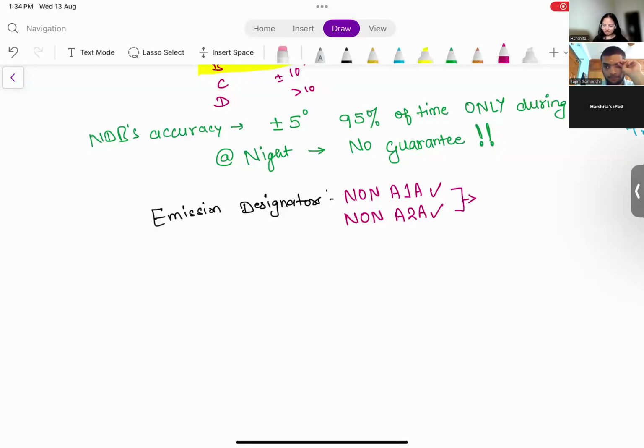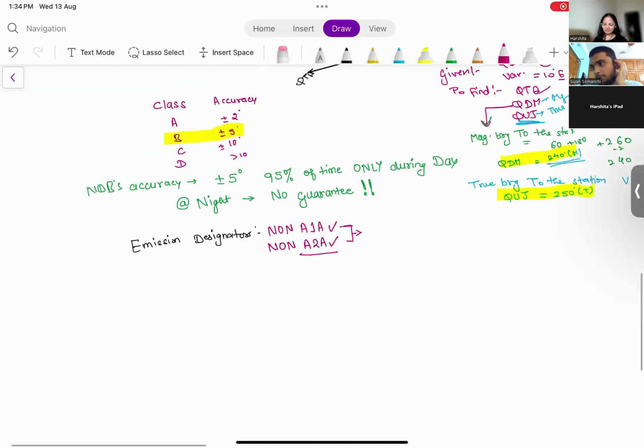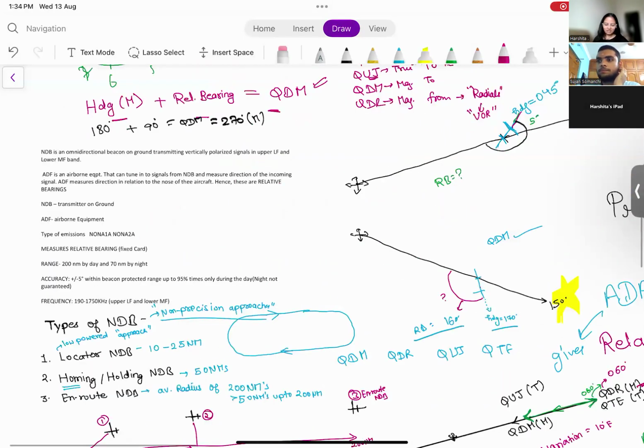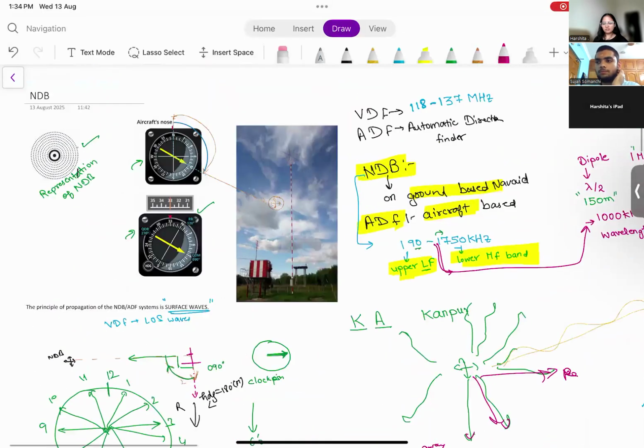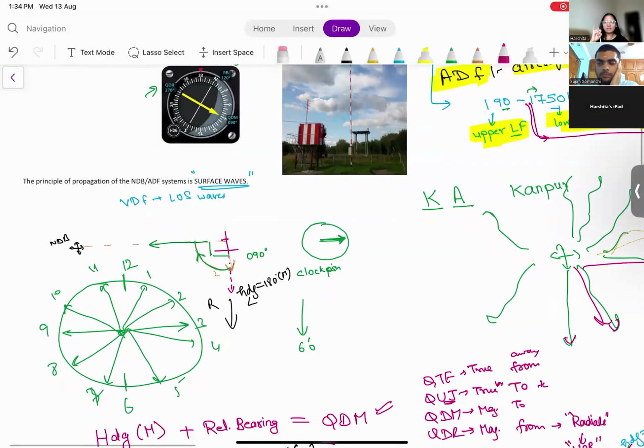Okay. In the next session, we will understand both of them. What is N0N A1A and N0N A2A? And how are they different from each other, and how are we using both of them for our flying purpose? Yes. So today we have seen what is NDB, how do we represent it, height of NDB, what is ADF? ADF is an aircraft-based instrument. NDB is a ground-based NAVAID. Correct?